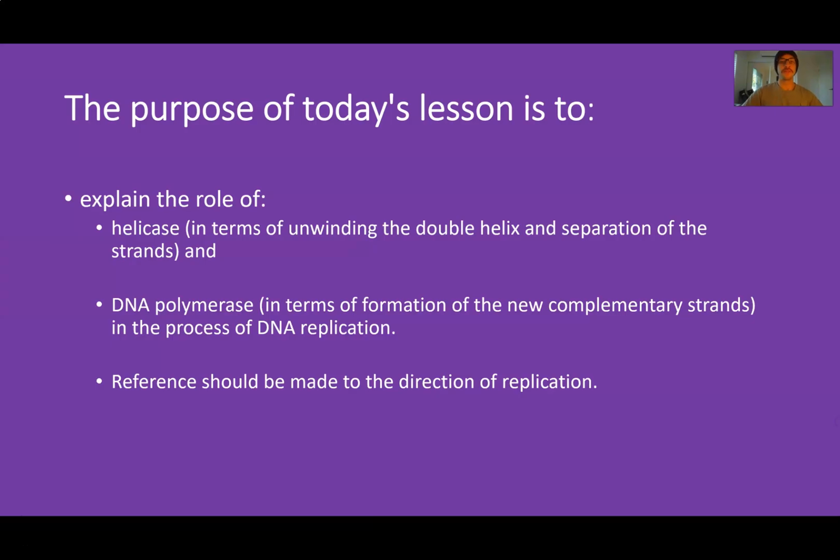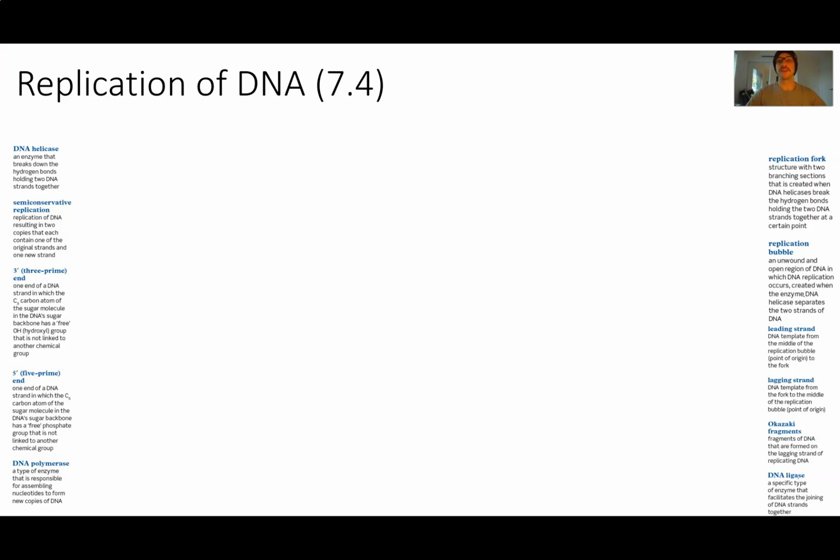So the learning goal for today is to look at the key players in this process of replication. First being helicase, the second being DNA polymerase, and we are also going to make reference to the direction of replication. So this is taken from 7.4 of the text, and as you can see, there's a whole bunch of key terms down the side here. I'm not going to directly read those, but we'll make reference to them in this video.